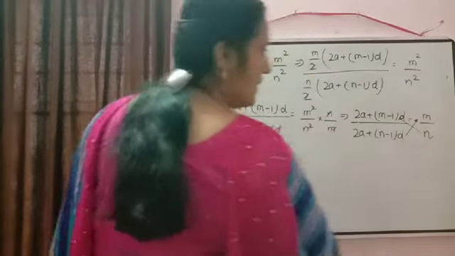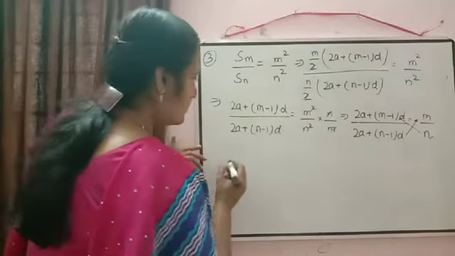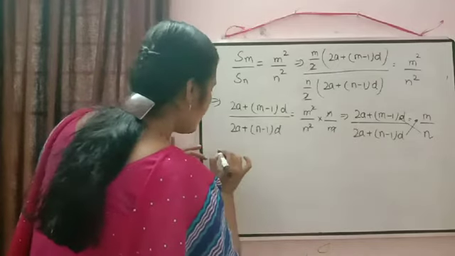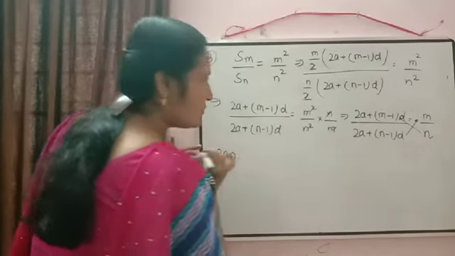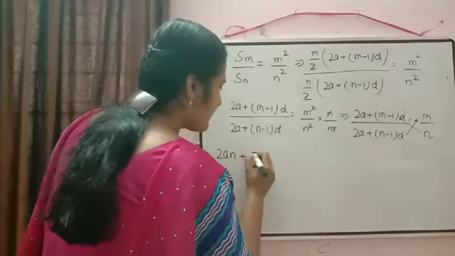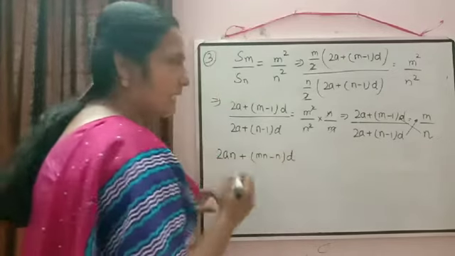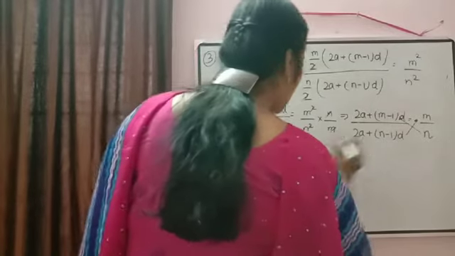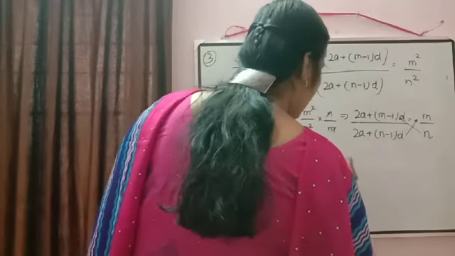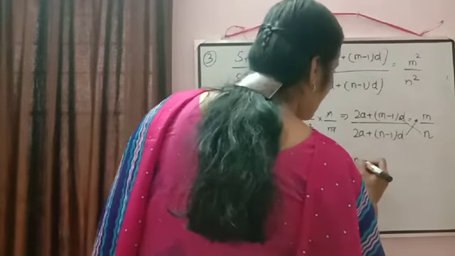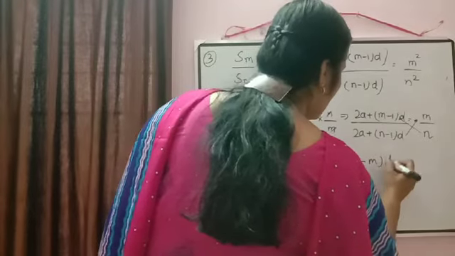Yes, we have to do the cross multiplication. Then n will get multiplied by both the terms. So 2an plus mn minus n into d is equal to, here what will come? 2am plus mn minus m into d.